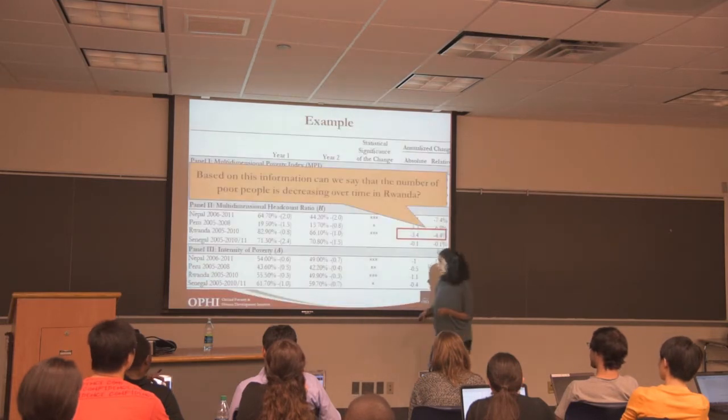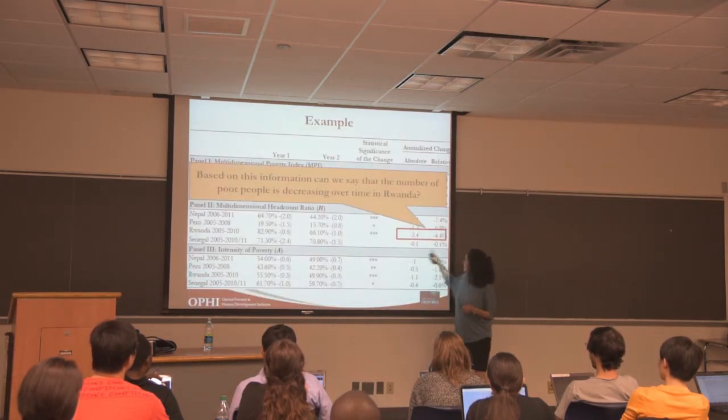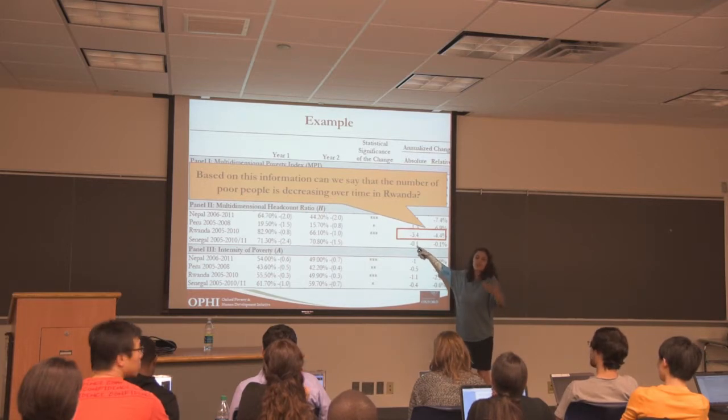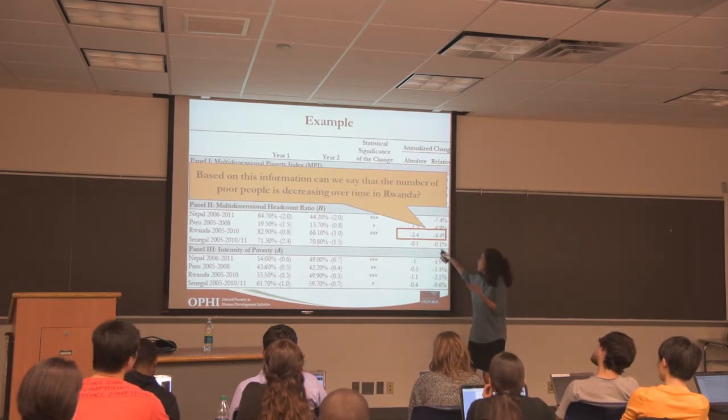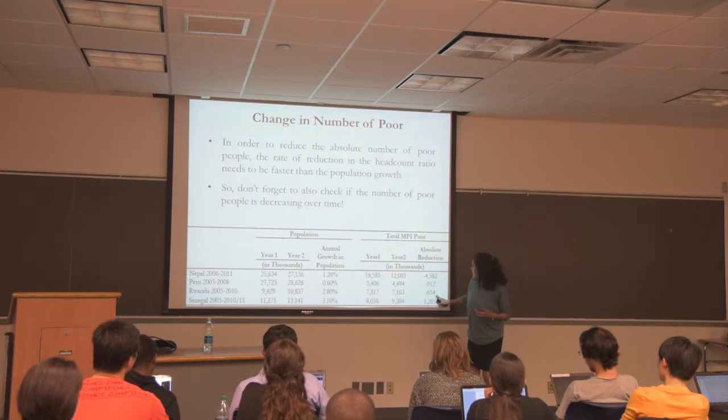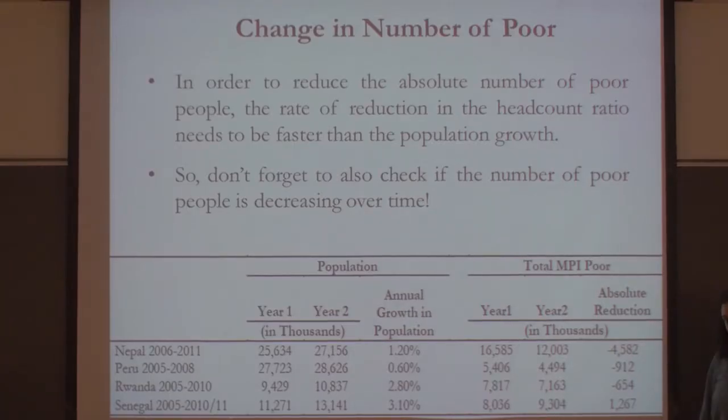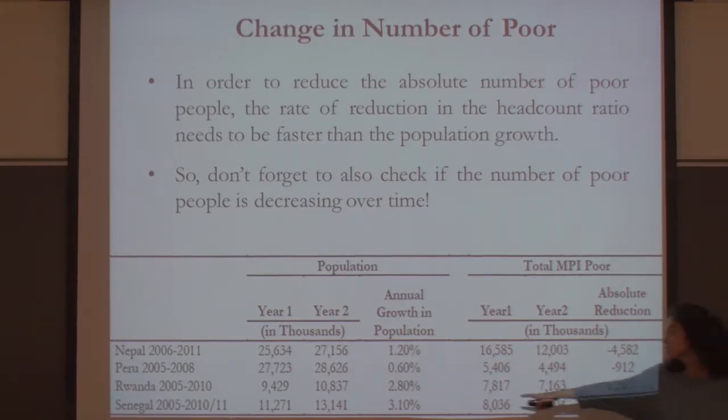But in the case of Senegal, the incidence reduced really little, like minus 0.1%. But in absolute terms, it increased by 1 million people, because the population is growing at 3.10.